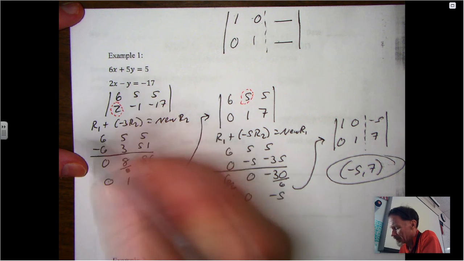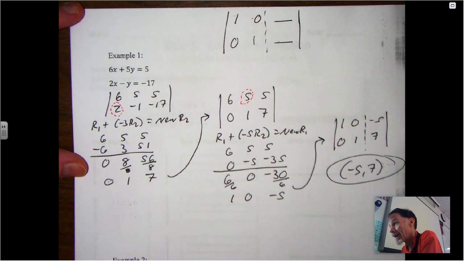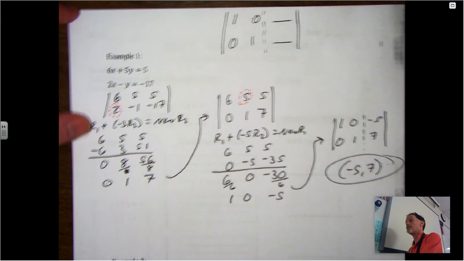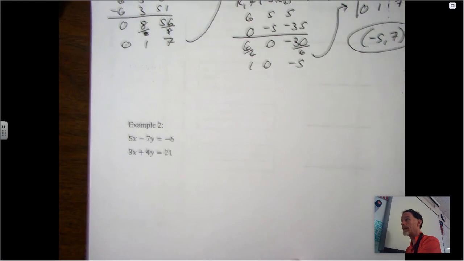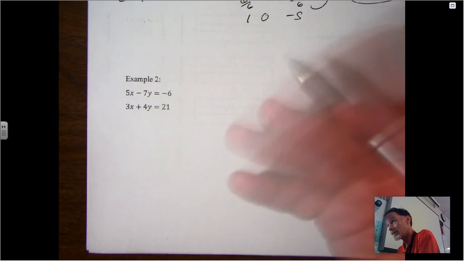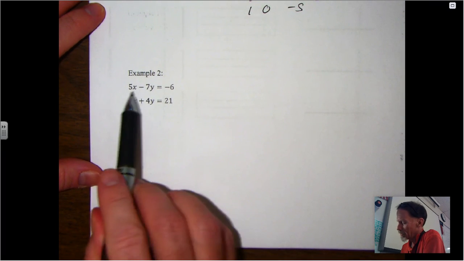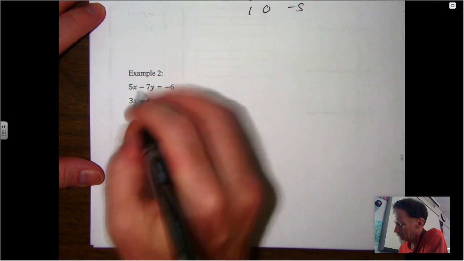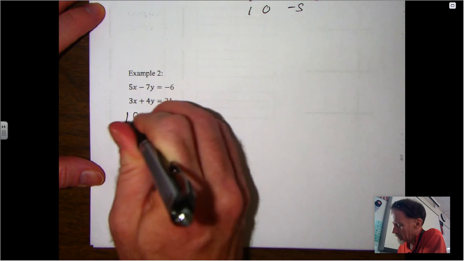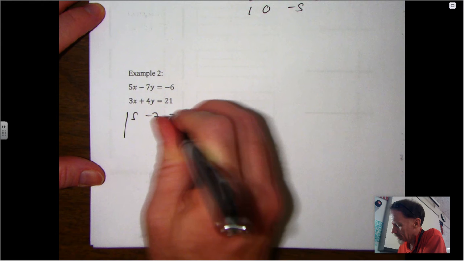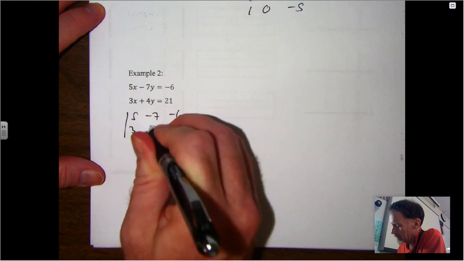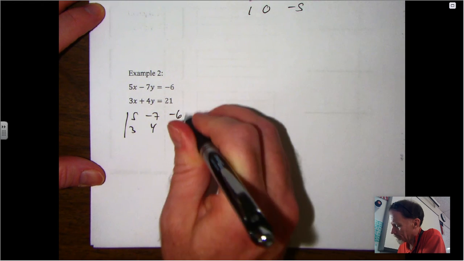Now there is some flexibility there, and we'll talk about that in the next example too as you get more comfortable. But the only way you're going to get more comfortable is by doing examples on your own and seeing how to manipulate the rows, combine them, and get those zeros where you want them. So for the last example, again we can't simplify anything, so I'm going to write my matrix: 5, -7, -6, 3, 4, and 21.